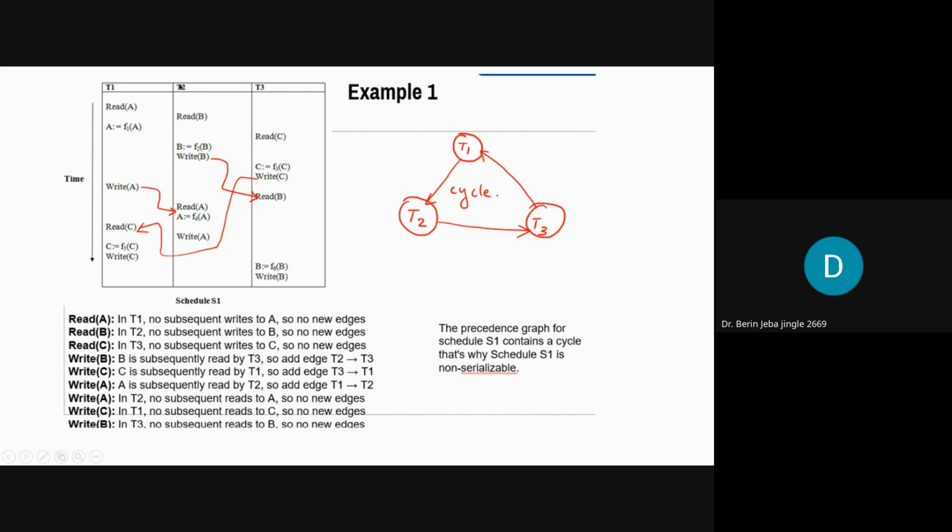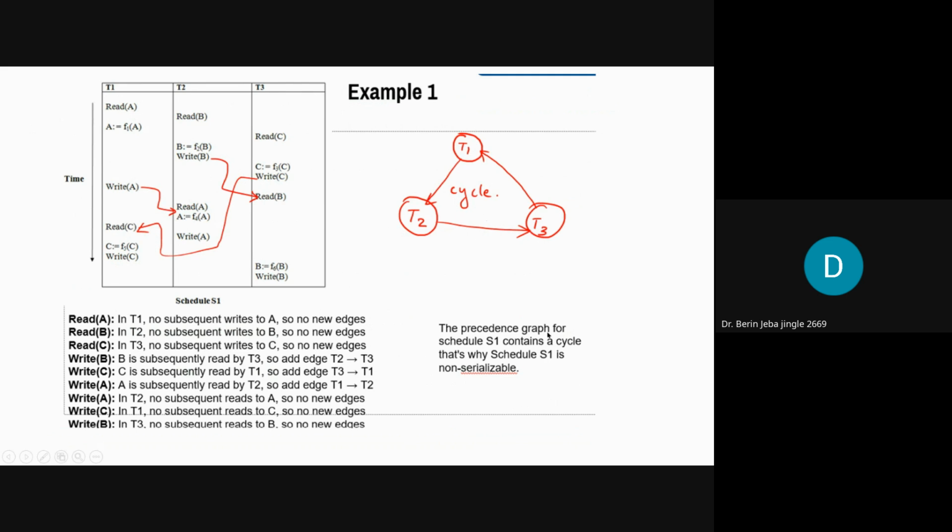Again, when we take transaction T1, it writes A, and A is subsequently used by the read operation of transaction T2. So A is used by T2, read A. So what we can say here is that T2 depends on T1. So T1 tends to T2. So this is the cycle for serialization.